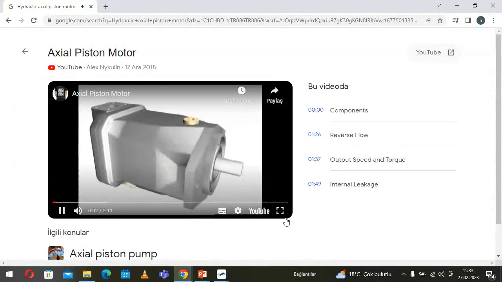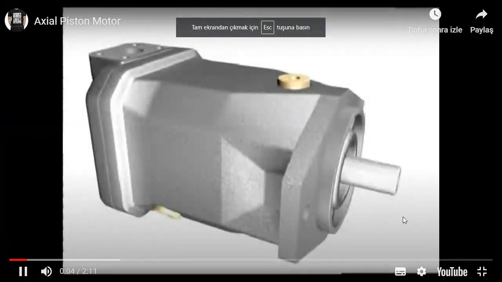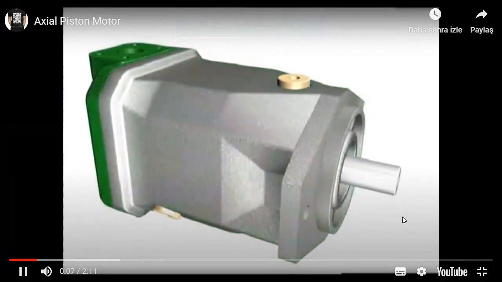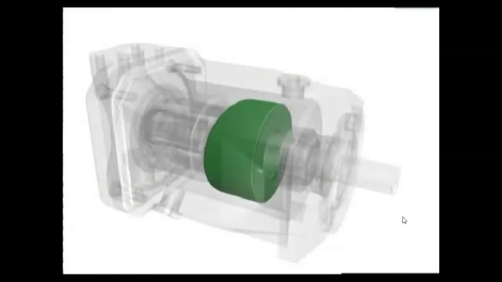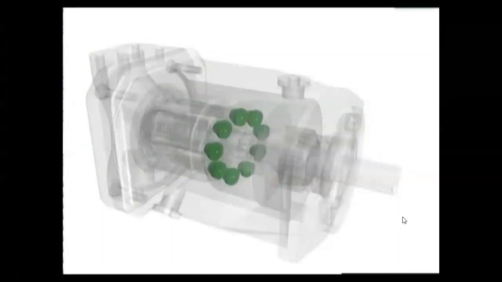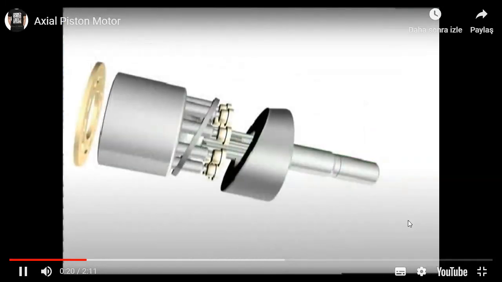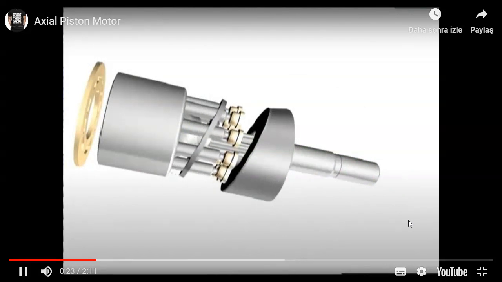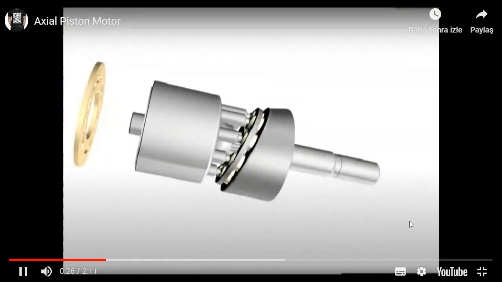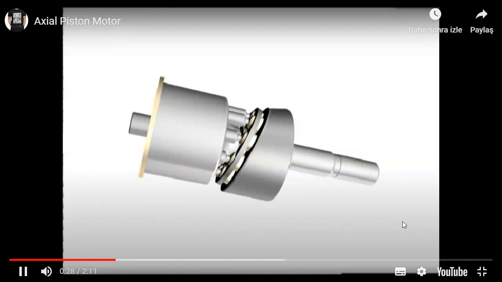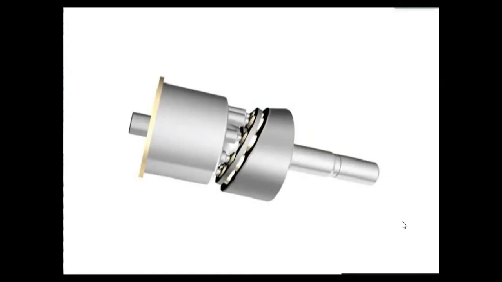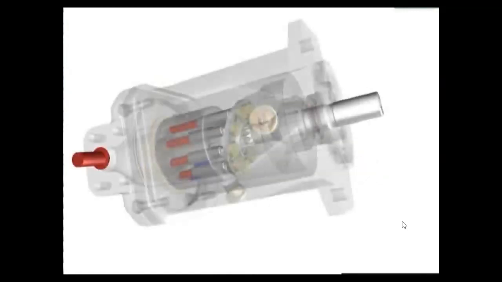Okay. This is a fixed displacement axial piston motor. The major components of this motor are the housing, port plate, valve plate, swash plate, cylinder barrel, pistons, piston shoes, shoe plate, bias spring, and the output shaft. The cylinder barrel is fixed to the output shaft. The pistons reciprocate in and out of the cylinder barrel on an axis parallel to the output shaft. A bias spring and the shoe plate hold the piston shoes against the swash plate and the barrel against the valve plate. The swash plate sits at an angle to the pistons.